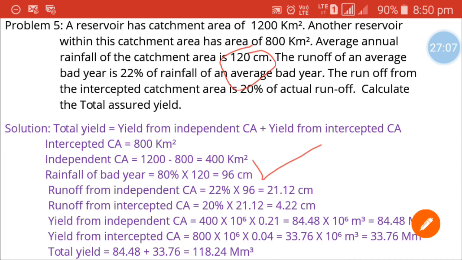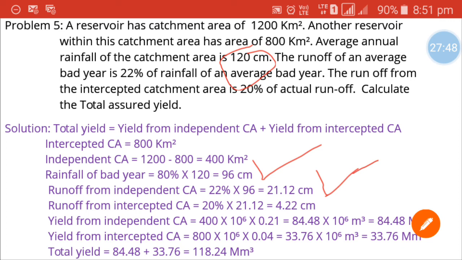So now we will calculate the runoff from two different areas. First, runoff from the independent catchment area. In the problem itself it is given that the runoff of an average bad year is 22% of the rainfall of the average bad year. So what does it mean? This will be the runoff from the independent catchment area, and that can be calculated directly. So 22% into 96 will give us the runoff from the independent catchment area. Once we get this value, we can find out the second value, that is the runoff from the intercepted catchment area.